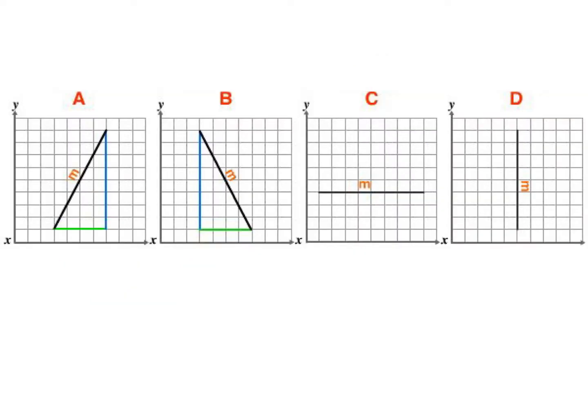First, we're going to look at a few slopes. Here in letter A, the slope is this black line. M stands for slope, and it is going up from left to right. If it goes up from left to right, we call it a positive slope. If it goes down from left to right, we call it a negative slope. If it goes straight across, that's a slope of 0. And if it goes straight up and down, that is an undefined slope.